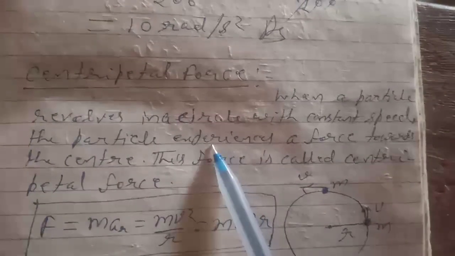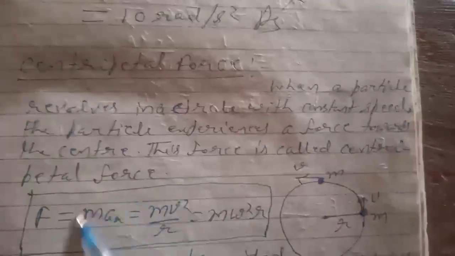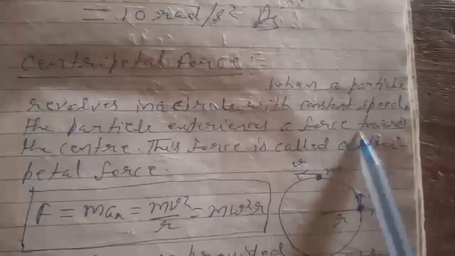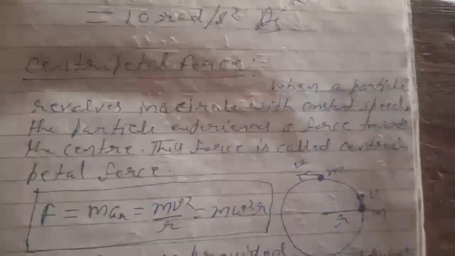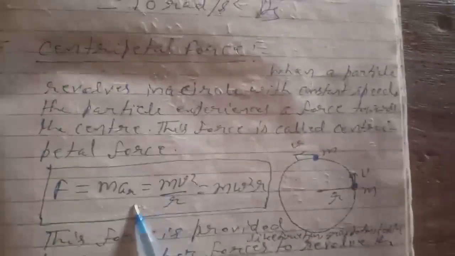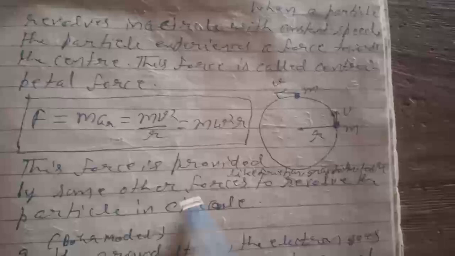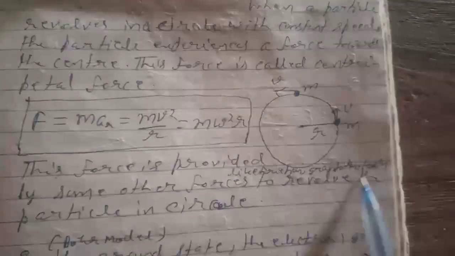Centripetal acceleration. Oh no, sorry. Centripetal force. When a particle revolves in a circle with constant speed, the particle experiences a force toward the center. This force is called centripetal force, and given by F equals m a_r equals m v square by r equals m omega square r. This force is provided by some other forces like friction force, gravitation, tension to revolve the particle in a circle.